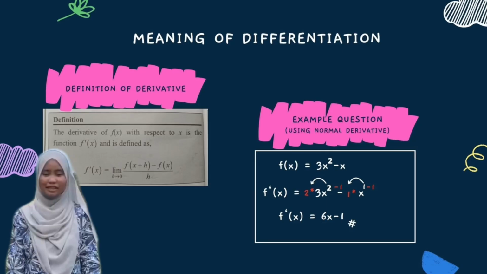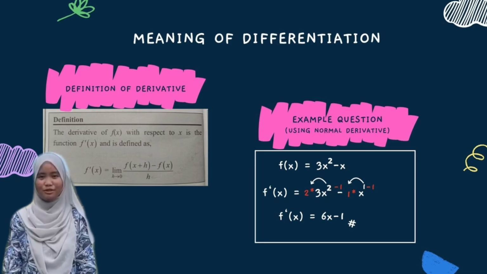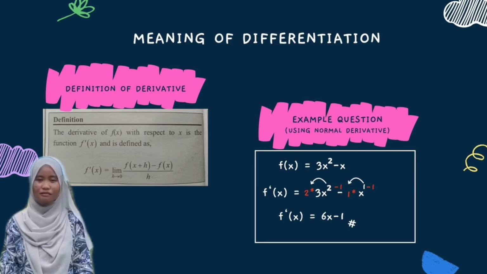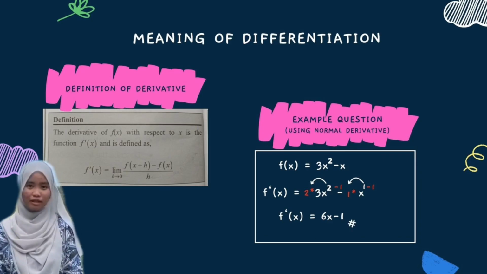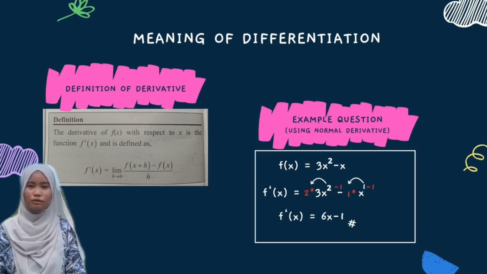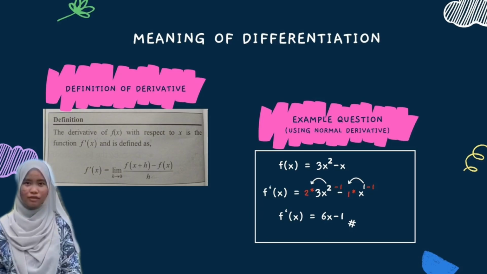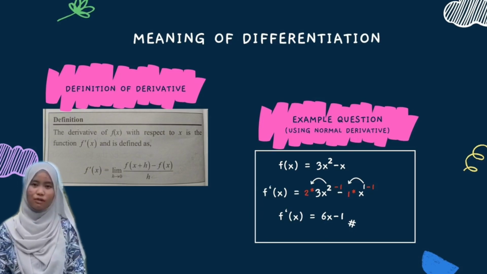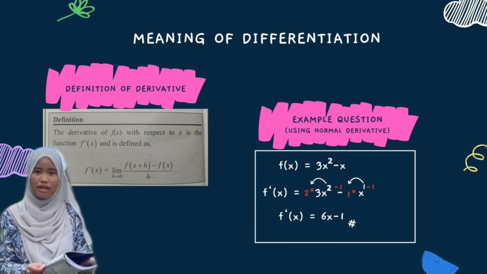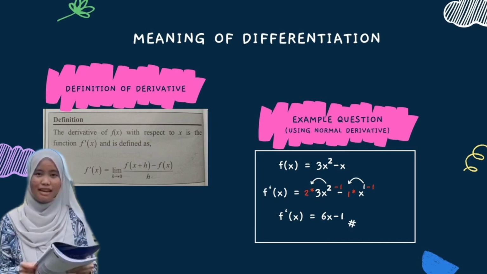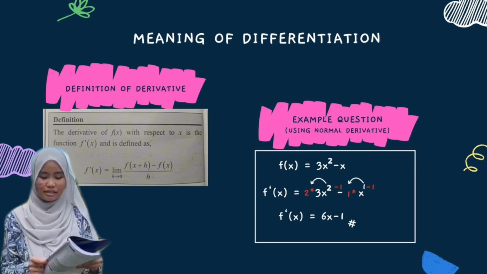Given a function f(x) equals 3x squared minus x, if you want to differentiate normally, you'll get f prime x equals 6x minus 1. However, if you want to differentiate using the definition of derivative, we need to use a specific formula. We need to use the formula f prime x equals the limit as h approaches 0 of f(x plus h) minus f(x), over h.